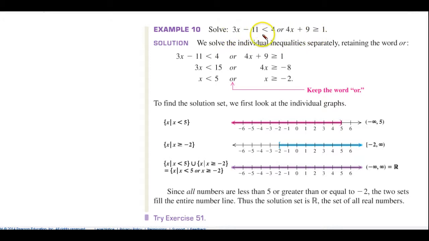So we see an inequality there. We see the word OR, which we know then will be a union, and another inequality. So what would the strategy be? Well, you're going to solve this, which is what they do, and they get that. And you're going to solve this, and you get that. And you note it's the word OR. Again, it's going to be a union.